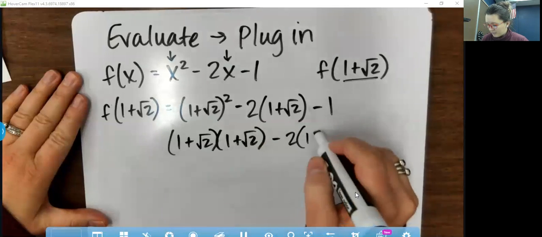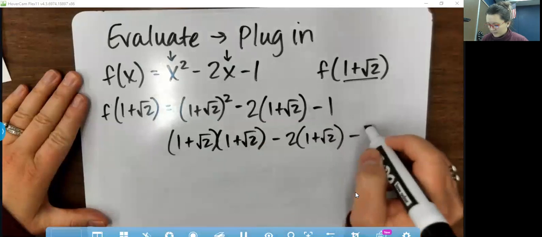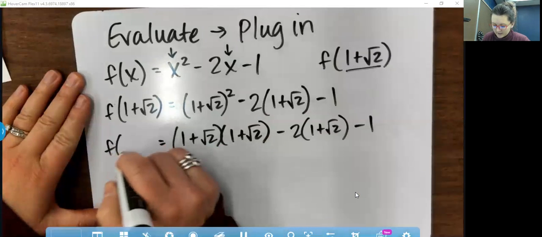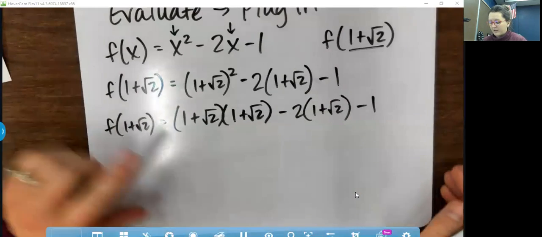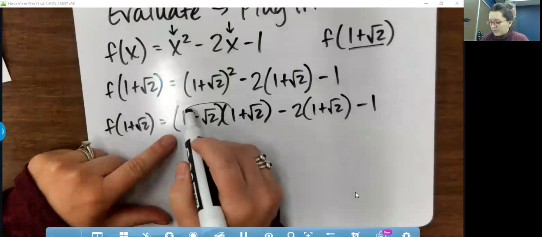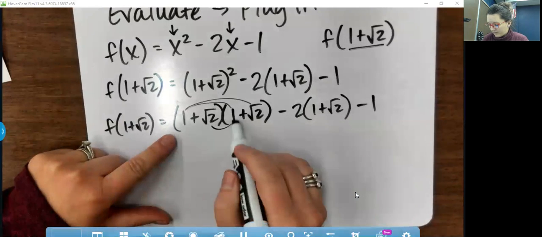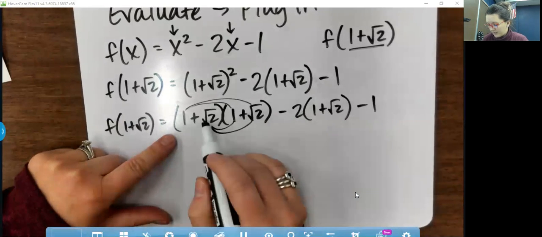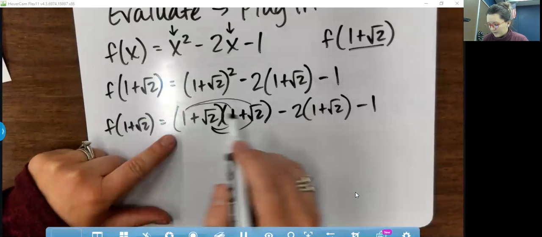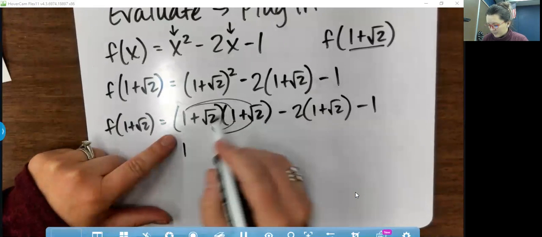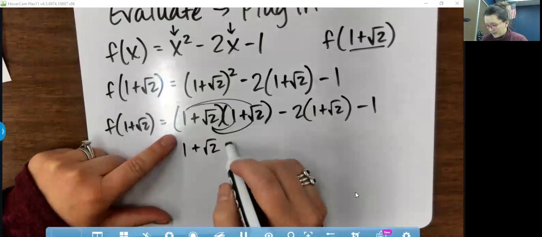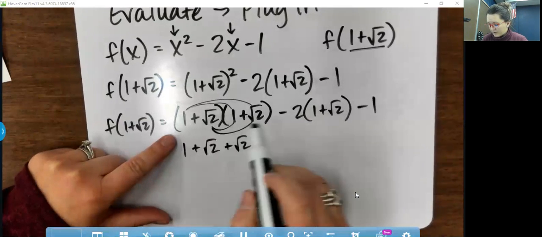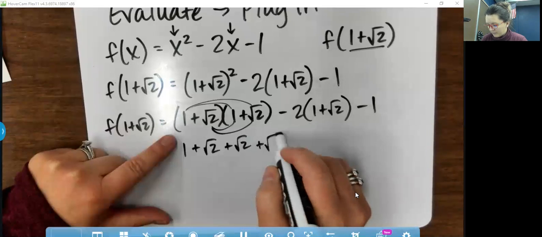Minus 2 times 1 plus root 2 minus 1. You don't have to do this many steps. I like to draw it out sometimes, especially when we're doing it our first time. Okay, so multiplying binomials, FOIL, or first term gets multiplied to both, second term gets multiplied to both. 1 times 1 is 1. 1 times square root of 2 is square root 2. Square root 2 times 1 is square root 2. And square root 2 times square root 2 is square root 4.